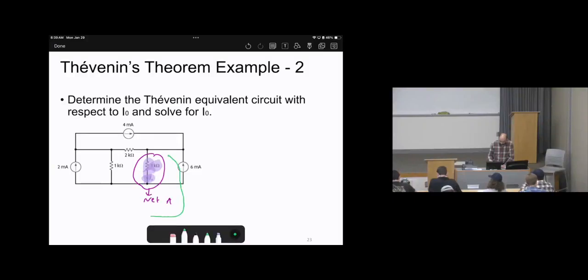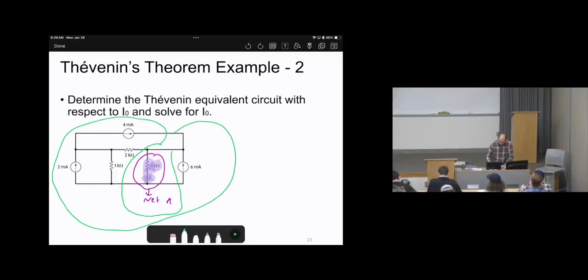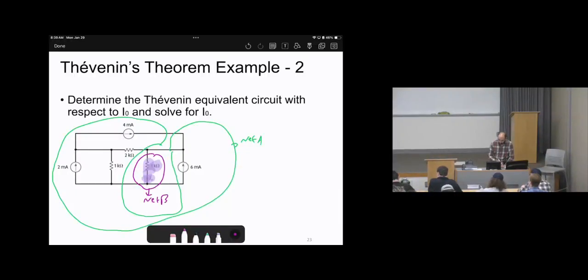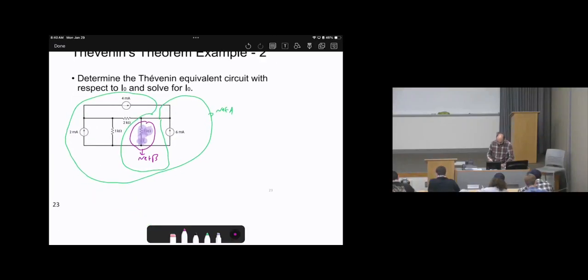So we will say all of this actually, all of this is network. Yeah, that one is network B. I don't know why I wrote A. So this is network B and network A. So the most important thing is to locate where network B is, while the remaining part of the circuit is network A.